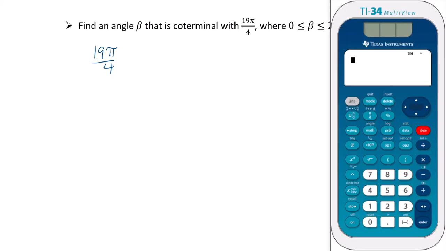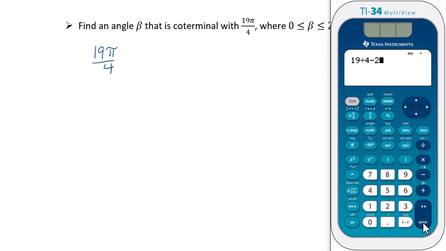Find an angle beta that is coterminal with 19 pi over 4, where beta lies between 0 and 2 pi. So starting with 19 pi over 4, we need to subtract 2 pi off as many times as we need to so that the angle is between 0 and 2 pi radians. We can use our calculator to help us with this. So we'll start with 19 fourths. We know that's 19 fourths pi.